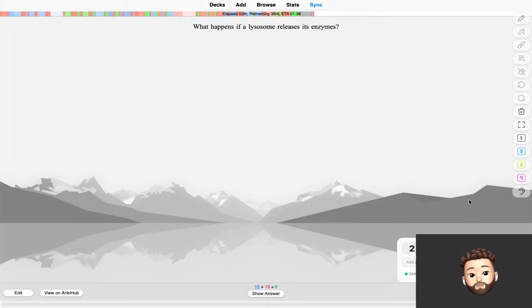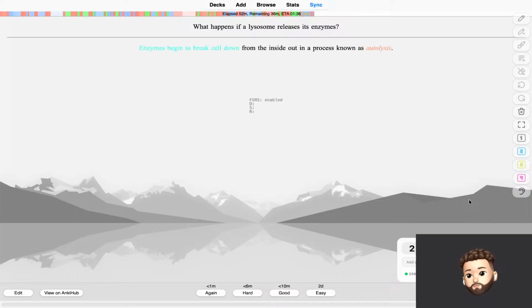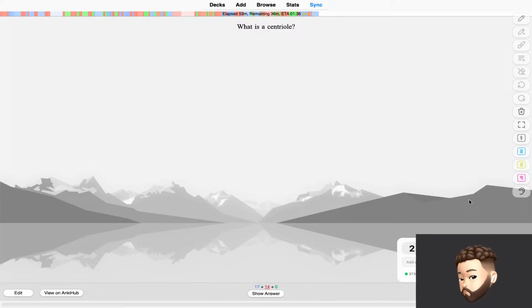If it releases its enzymes, it would probably break down the whole cell. It probably lyses. Oh, yeah. Okay, nice. I didn't expect that to be completely right. I thought it was gonna be some other complex answer. I didn't know it was called autolysis, but I got it mostly right. So I'm gonna give myself a hard.